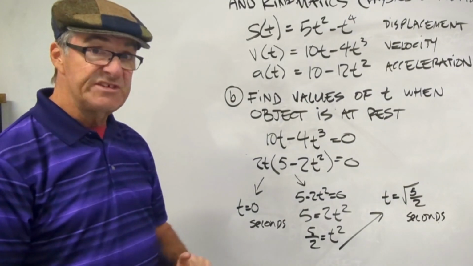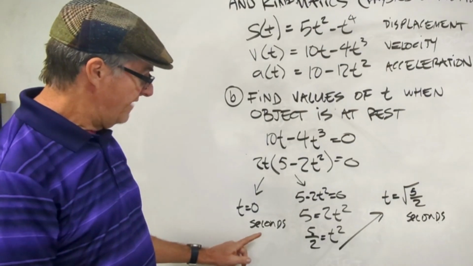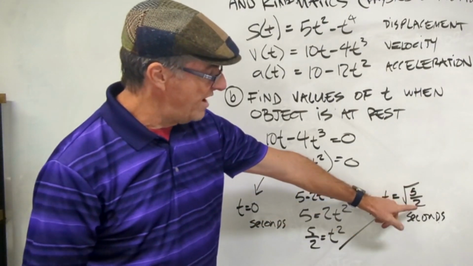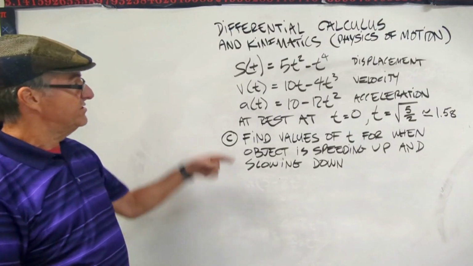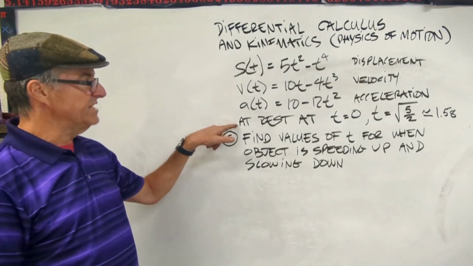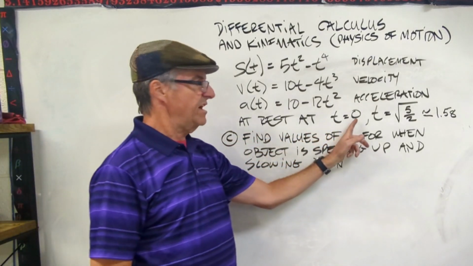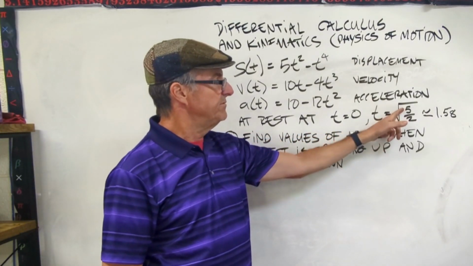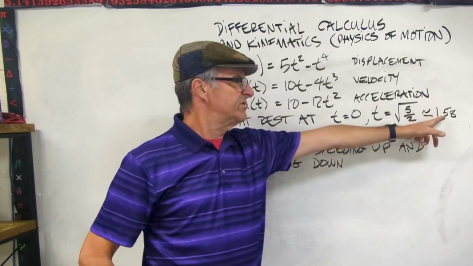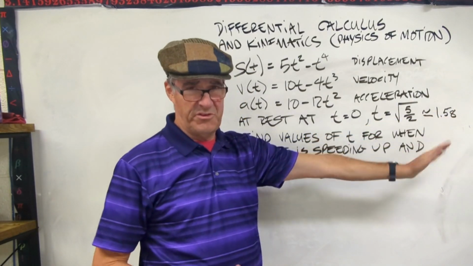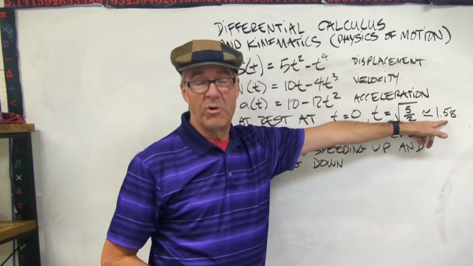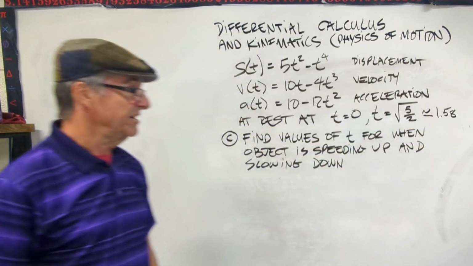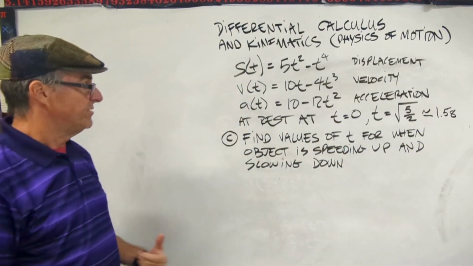So we have two places where this object is at rest. We have 0 seconds and we have √5/2 seconds. I've summarized the most recent result we got on the last board. The object is at rest at time t equals 0 and time t equals √5/2, which, just for convenience sake, because we're going to throw this on a number line, that's about 1.58 seconds. Okay, so here's our next prompt.